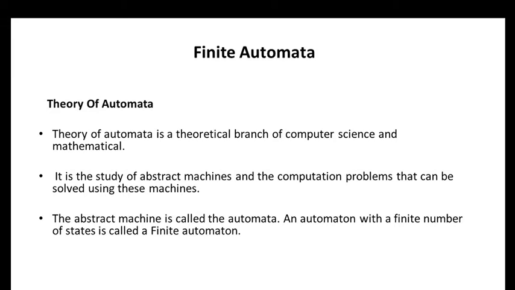So what is the theory of automata? It is one of the theoretical branches of computer science and mathematics. In this branch we are going to study abstract machines and the computational problems that can be solved using these machines. Those abstract machines are called automata, and automata with a finite number of states are called finite automata.